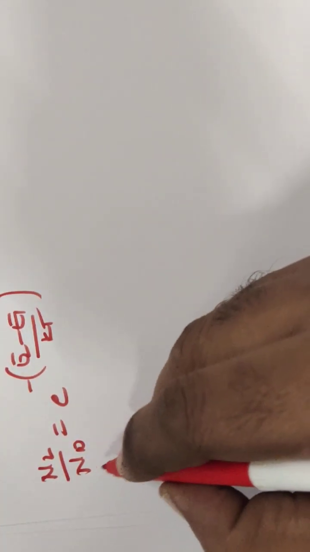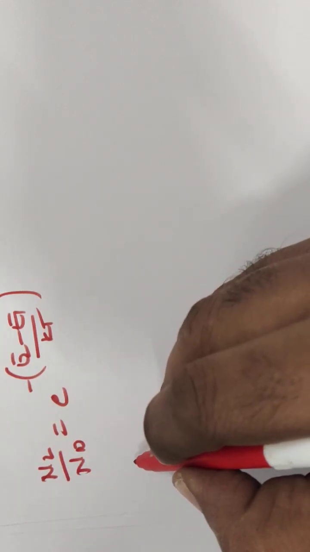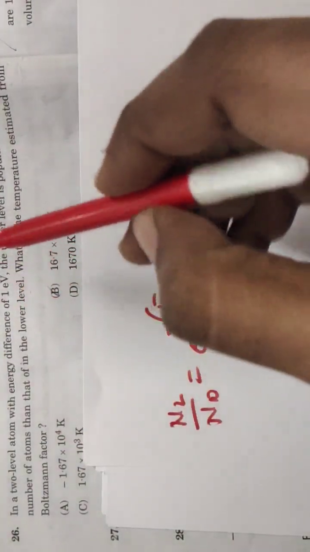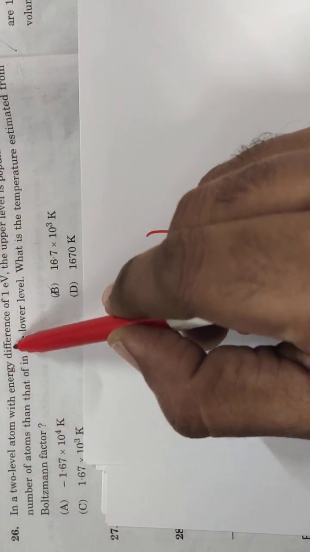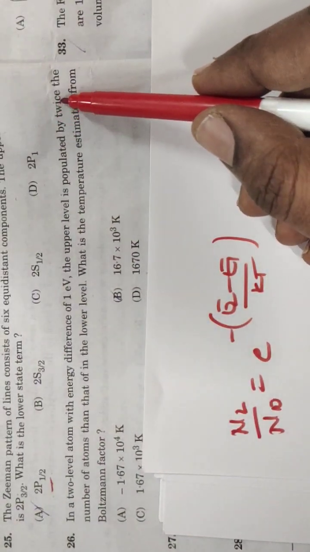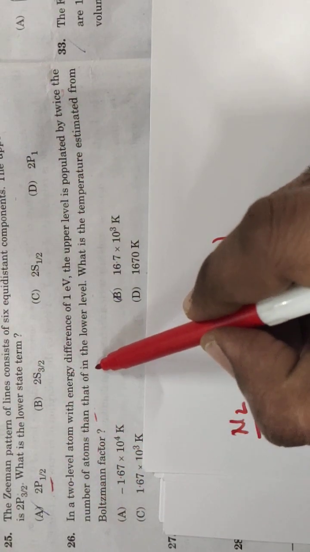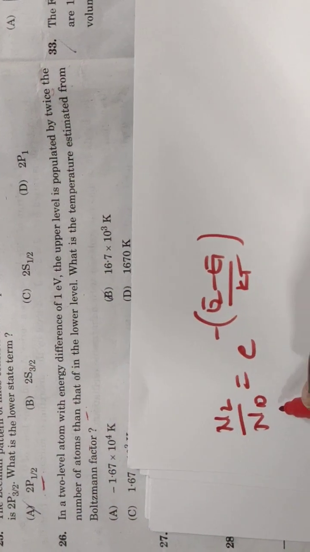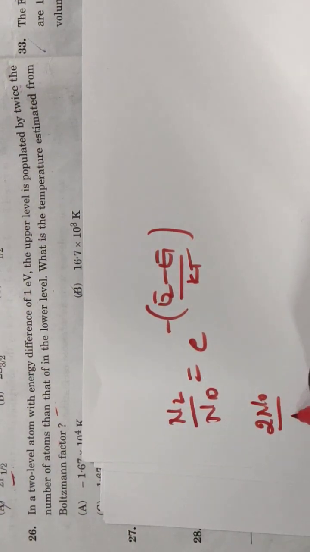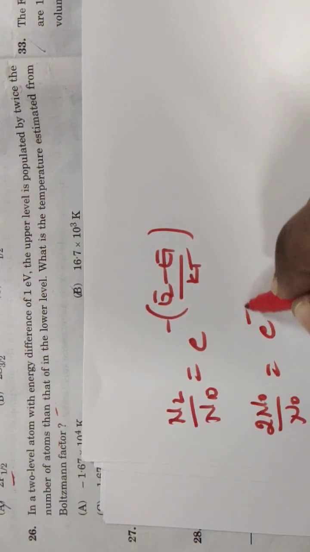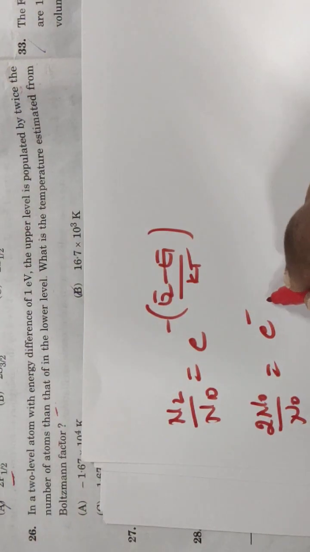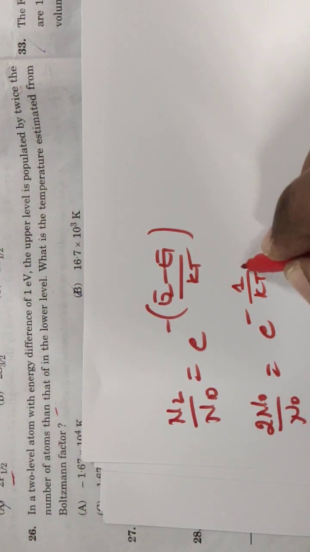So N2 by N1, N2 we know they mentioned that clearly twice the lower state. The two level atom in energy difference is 1 electron volt. The upper level is populated twice the number of atoms than in the lower level. Here N0 is lower level and N2 is upper level. So 2 into N0 divided by N0, which is equal to e power minus. So the energy difference they mentioned is 1 electron volt. So e power 1 divided by KT.